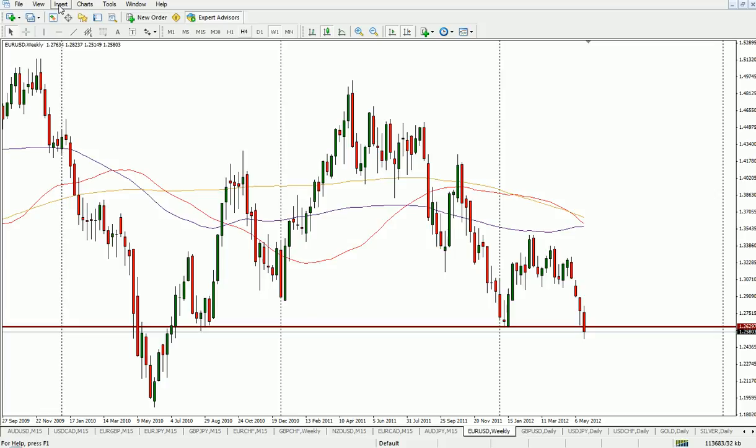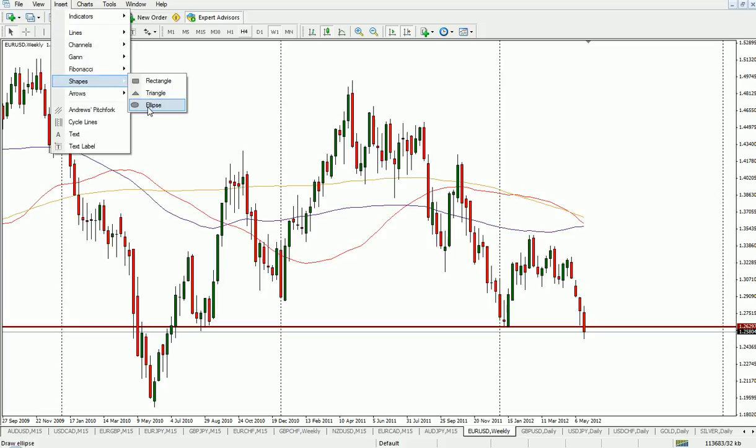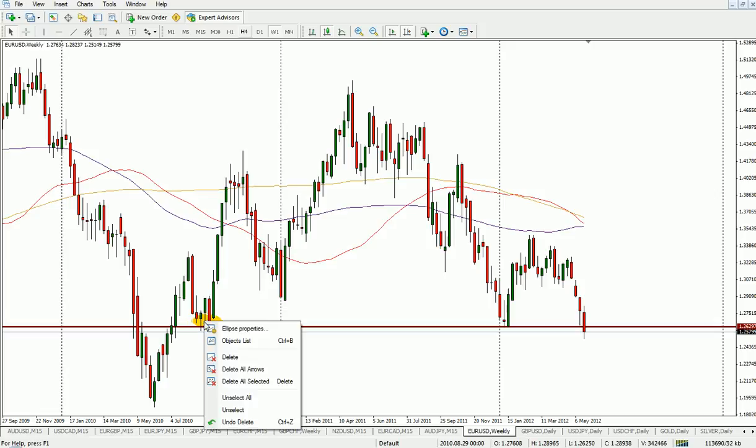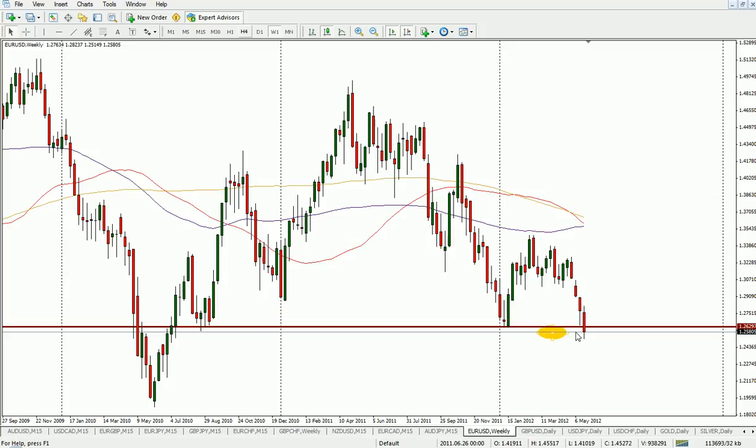Also, that was a previous support zone. If you look to the left of your chart, back in 2010 we got bids coming off that level, and we had a nice pop above it. So this 1.2630 level is a key area.